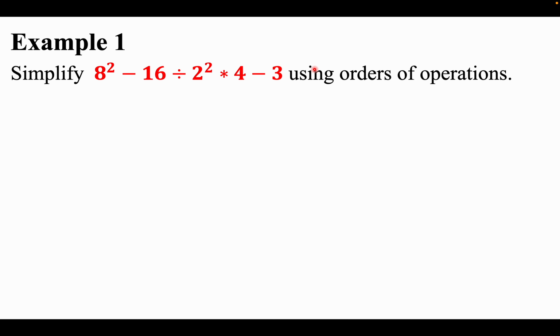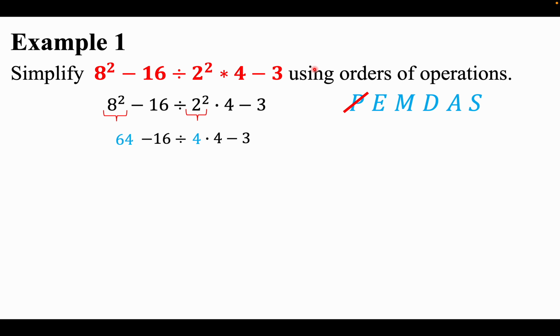For example, if we look at this expression right here, we want to simplify this expression using the order of operations. So according to order of operations, we have to do parentheses first, which in this case, I don't have any parentheses. Do we have exponents? Yes, we do have exponents here. So we can do those first. 8 squared is 64, and 2 squared is 4, and then bring the rest down.